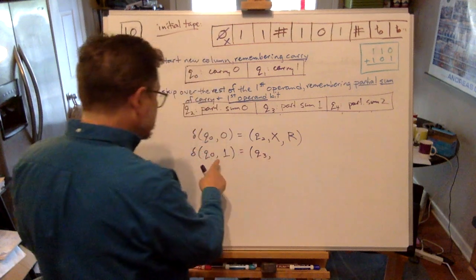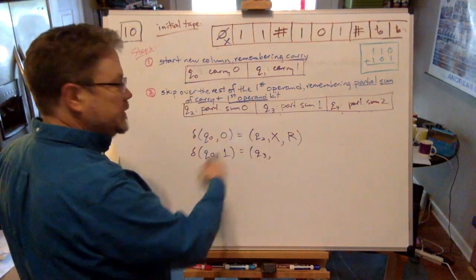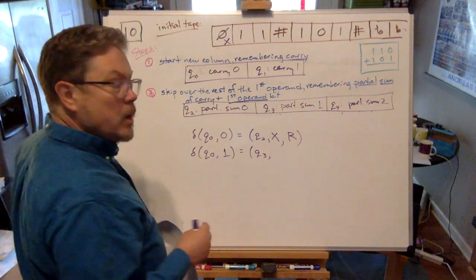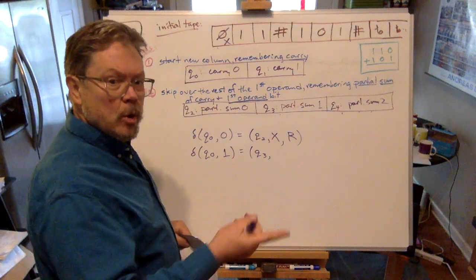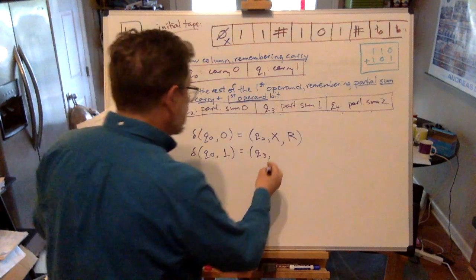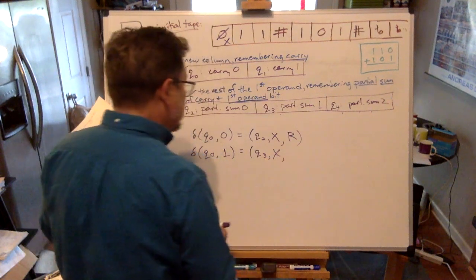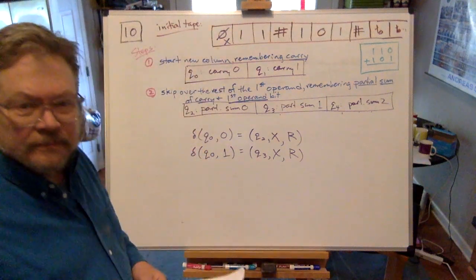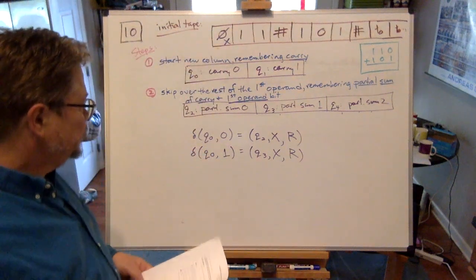In Q3, I still need to burn up that symbol. I don't need to have a different symbol. Because like I said, we don't really care whether it was a 0 or 1 after we've used it, after we've incorporated it into the sum, because what it was before doesn't matter. So I'm going to keep that one an X and also move to the right. So far so good?